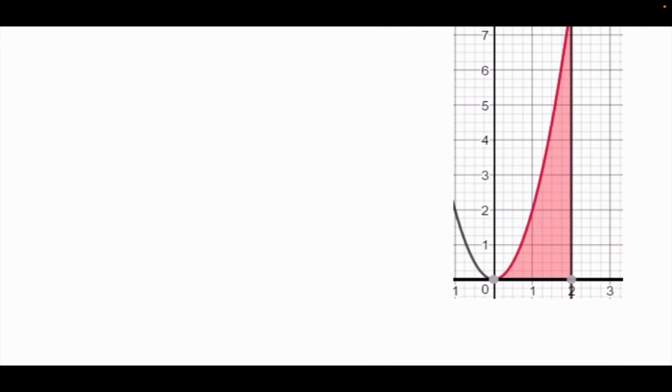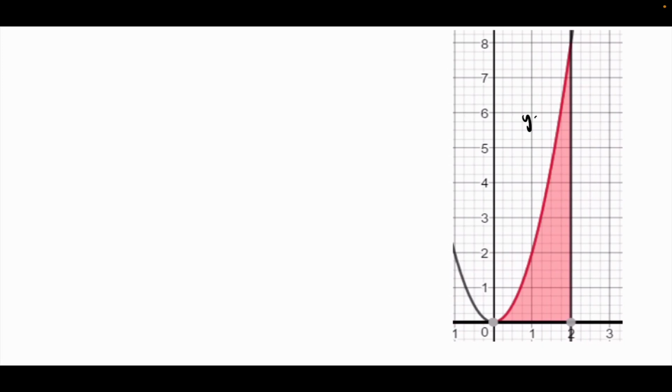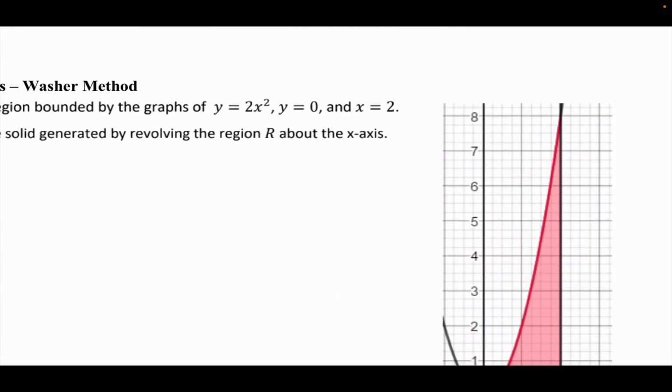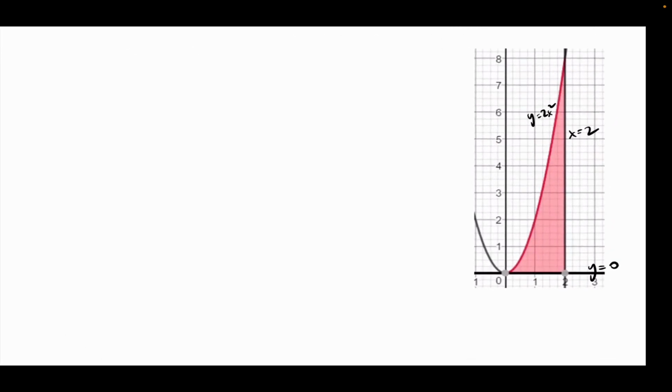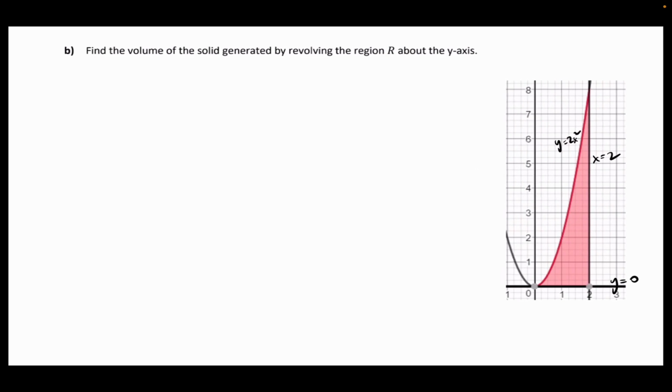So the parabola is y equals 2x squared. The vertical line is x equals 2. And then y equals 0 is the x-axis. Okay, this shaded area is going to revolve around the y-axis. The y-axis is a vertical line. So it's a vertical revolution.